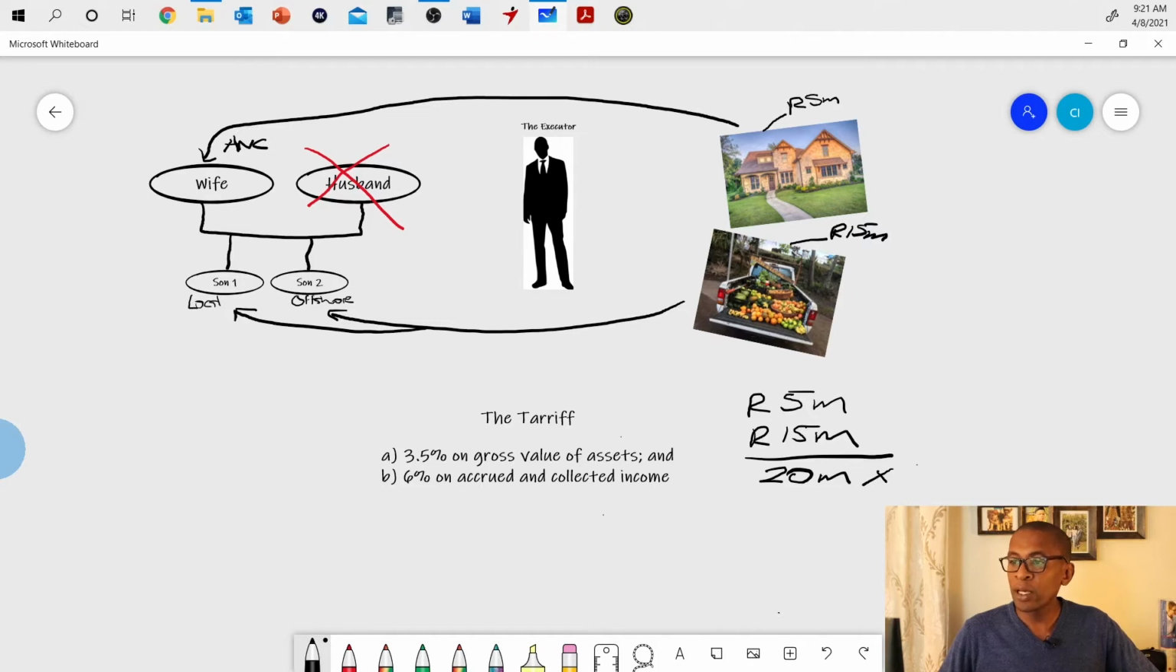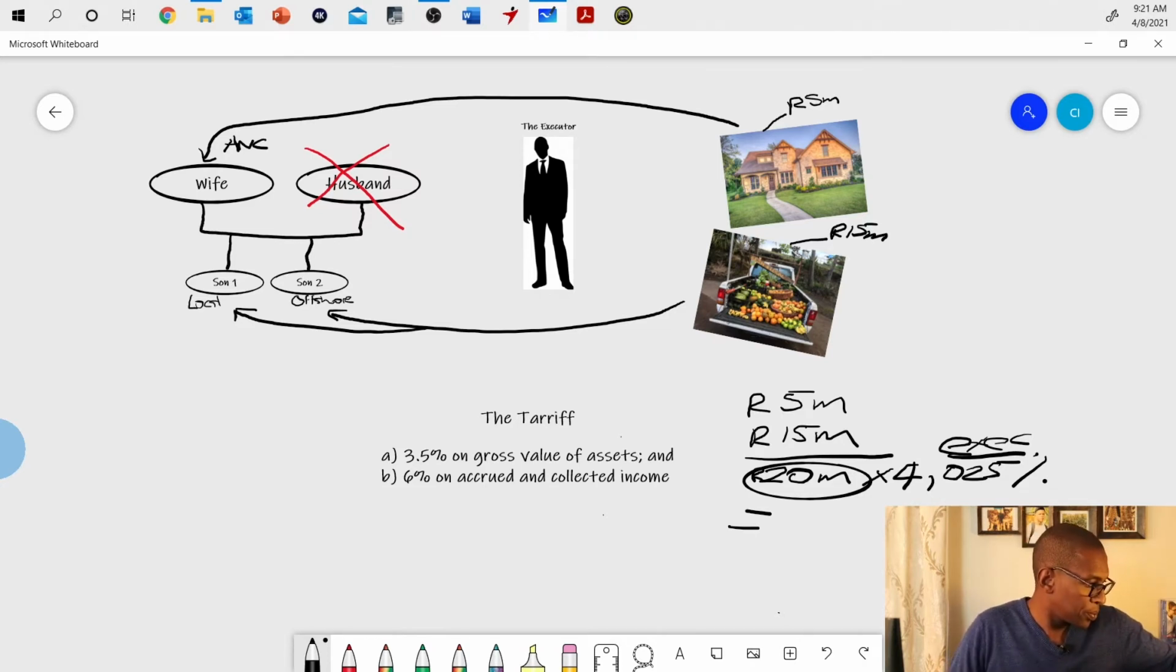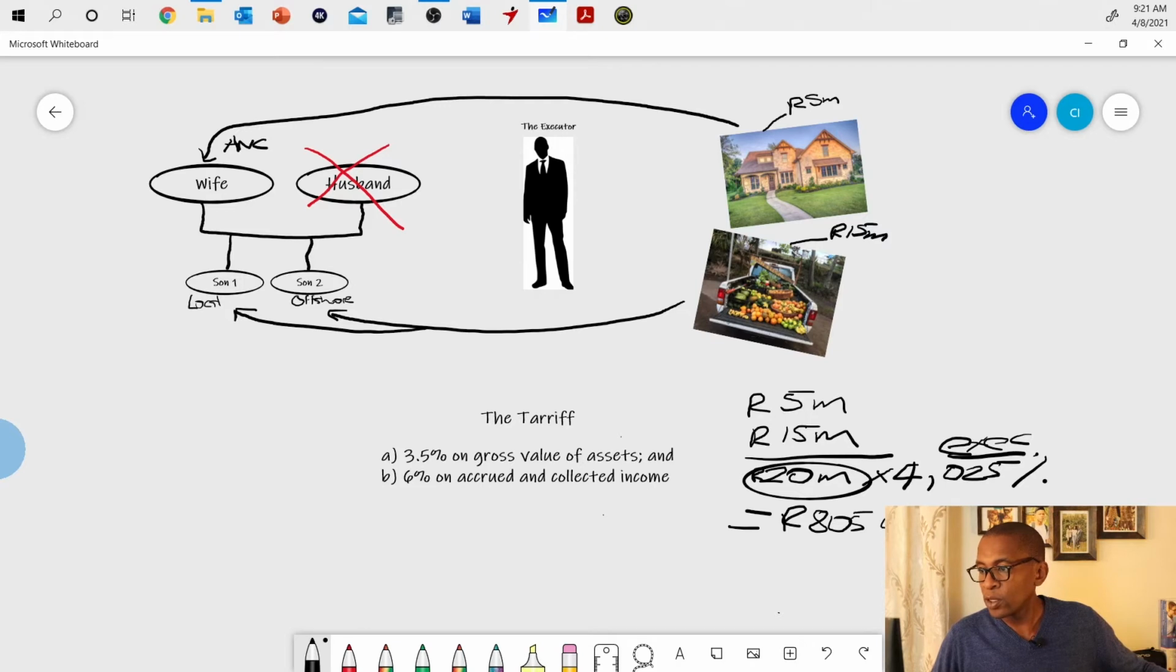Because we're assuming that our executor is VAT registered, if you take 3.5% and increase it by 15% for VAT, you're going to get a total of 4.025% as an executor's fee that is going to be levied on this 20 million rands. And that gives you a figure of R805,000. So that is the executor's fee in terms of this will.